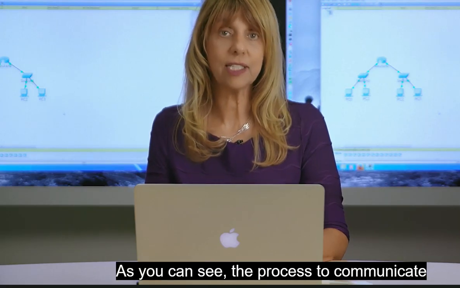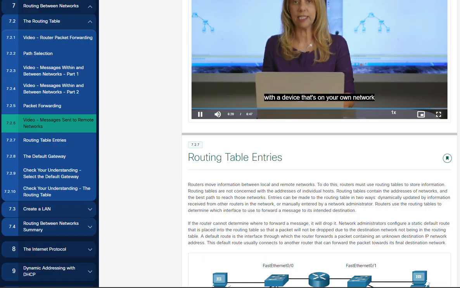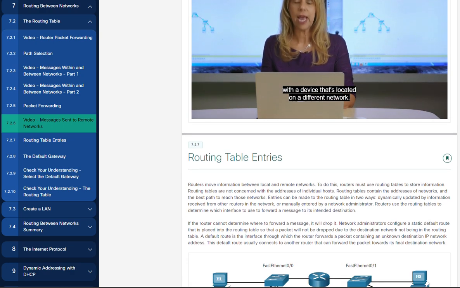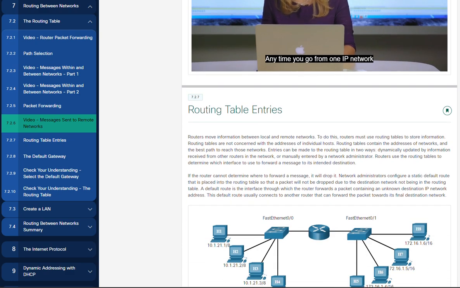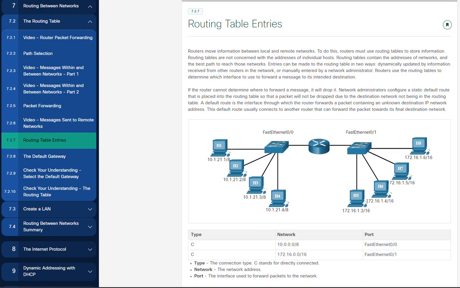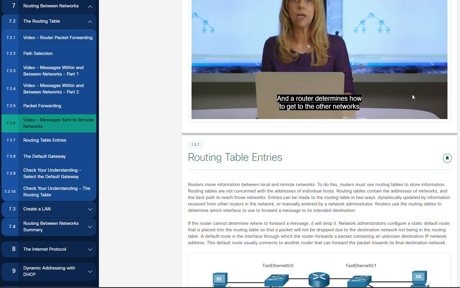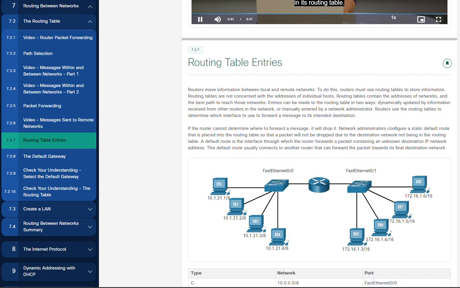As you can see, the process to communicate with a device that's on your own network is different from the process to communicate with a device that's located on a different network. Anytime you go from one IP network to another IP network, you need to use the services of the router. And a router determines how to get to the other networks by looking up the items in its routing table.